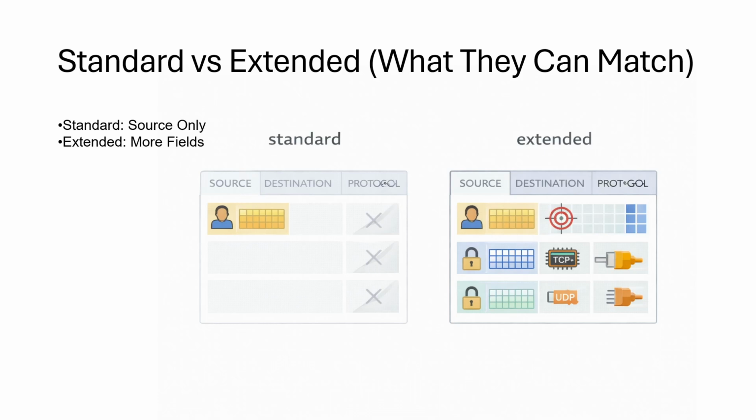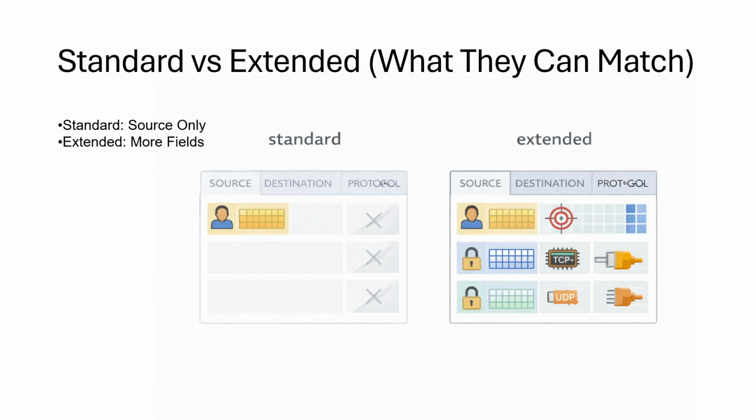Now we answer the big question: which ACL type do I use? A standard ACL matches primarily on source IP address. That's the key limitation. It doesn't care about destination, it doesn't care about the application, and it doesn't care about the port numbers. In plain words, if you come from this source, you're allowed or denied.